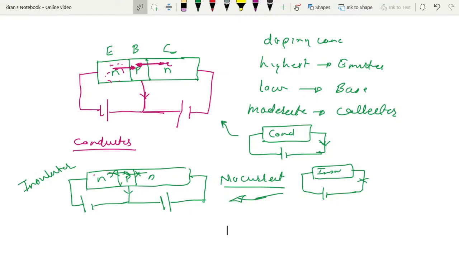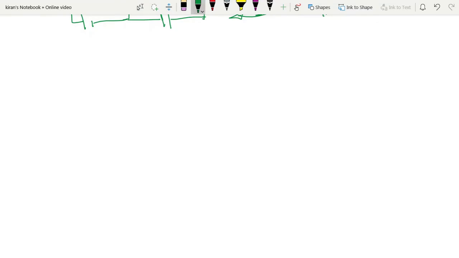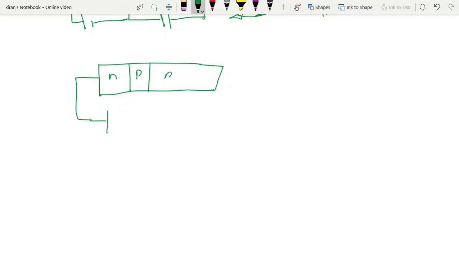But we can create something interesting by connecting one terminal as a forward bias terminal and another terminal as a reverse bias terminal. So let's see what's going to happen. This is emitter, base and collector. So let's talk about NPN. If I forward bias this emitter base junction, this is emitter, this is base. I need to forward bias one junction and reverse bias the other. And since the emitter has a large doping concentration, it can provide a large number of charge carriers. So I'm forward biasing the emitter base junction, and I'm reverse biasing the collector base junction.